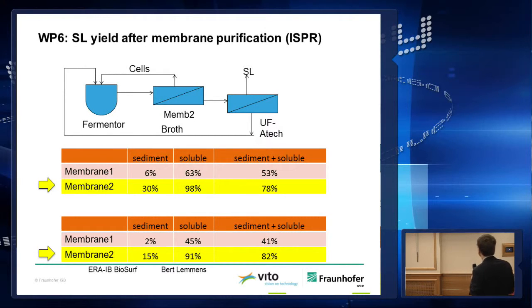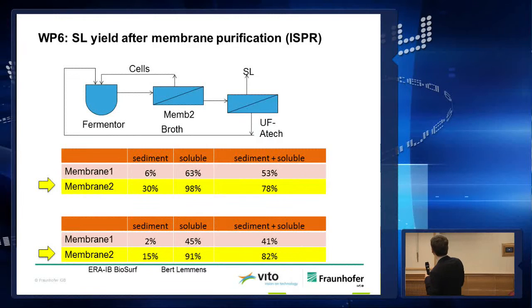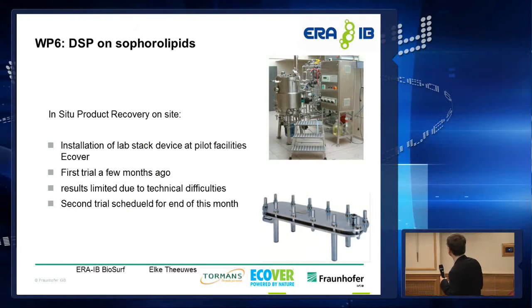For the sophorolipids, an ISPR process was developed. Focus is here on the cell separation. Sophorolipids occur as precipitates, but also in the soluble fraction of the fermentation broth. And here you see basically two membranes giving different results for the soluble or the sediment part of the sophorolipids, with a total recovery here of over 80% in this in situ process. That was done on a smaller scale. On a larger scale, this is currently still in process.